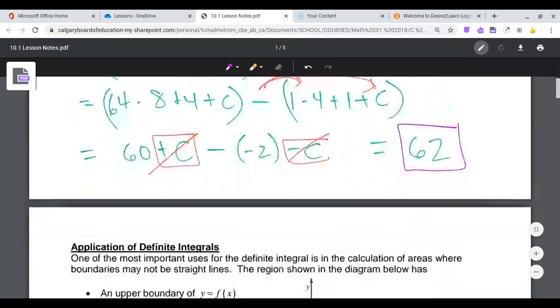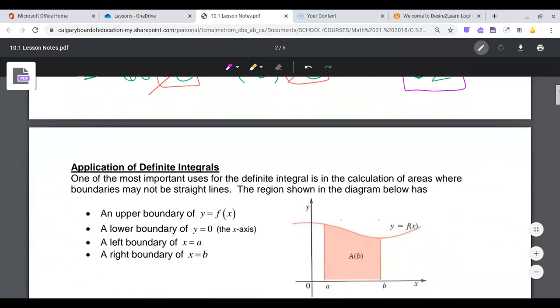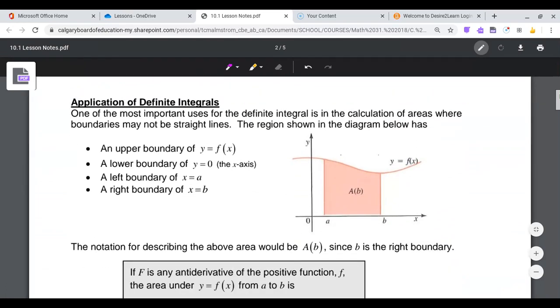So what does that actually mean? What did I find? What is the application to this? So one of the most important uses for the definite integral is in the calculation of areas where our boundaries may not be straight lines, like the diagram below. So we've got this function f of x, that's a curve, and I'm trying to figure out what is the area below the curve. So the upper boundary is my function, that curvy part. The lower boundary is actually my x-axis. And then I have a left boundary at A and a right boundary at B. So I'm trying to figure out what is this area.